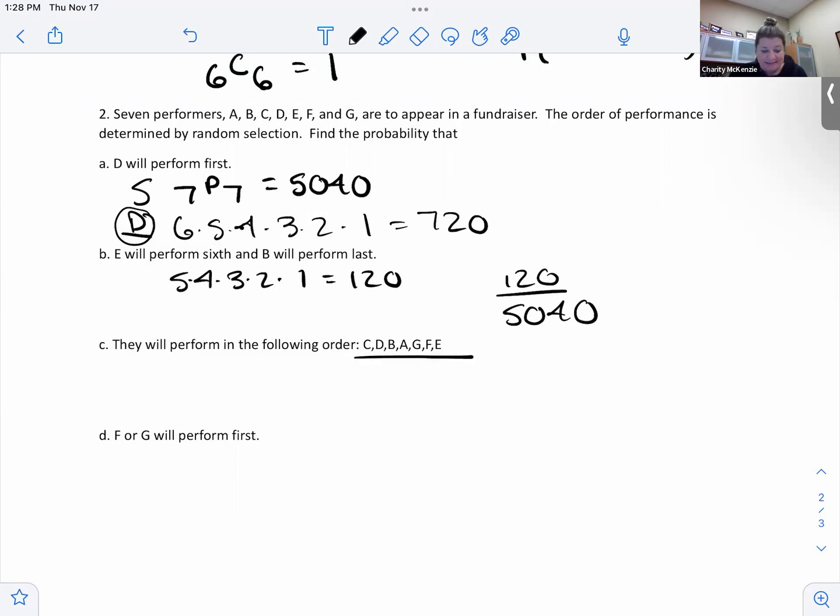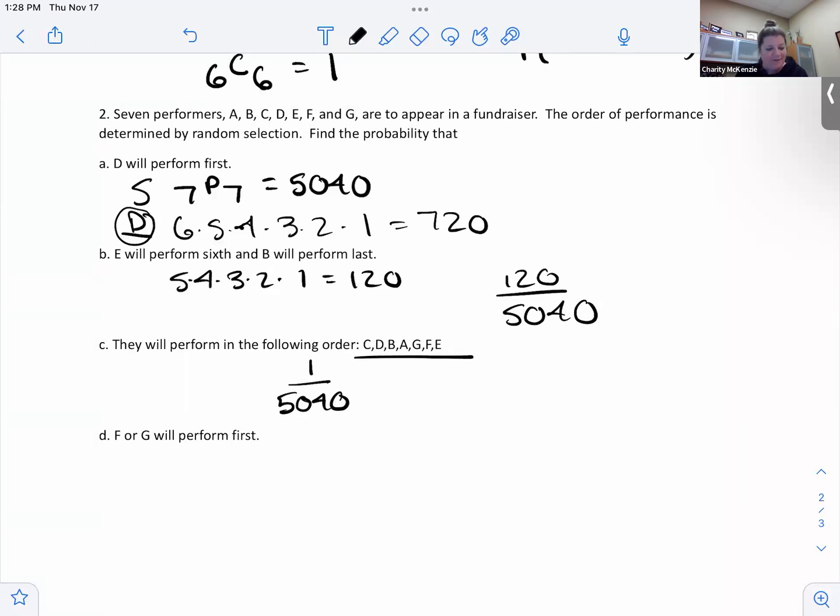What if I'm very specific? I want you to perform in this order. Then there's only one way to do that, in that order. Super specific. You have to be here. There's only one way. 1 times 1 times 1 times 1 times 1, 7 times will be 1.